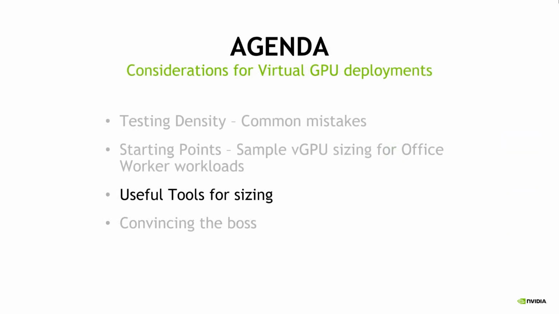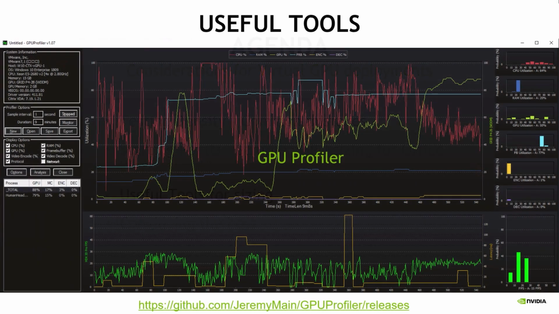So what tools do I use on a regular basis with customers for sizing virtual GPU deployments? Well, the first tool, and really the main tool I use to do this, is something called GPU Profiler. This is a free to use tool. It's written by Jeremy Main, one of our top solution architects within NVIDIA. It's not an NVIDIA tool. He actually does all this in his spare time, but it's invaluable to sizing GPU deployments.